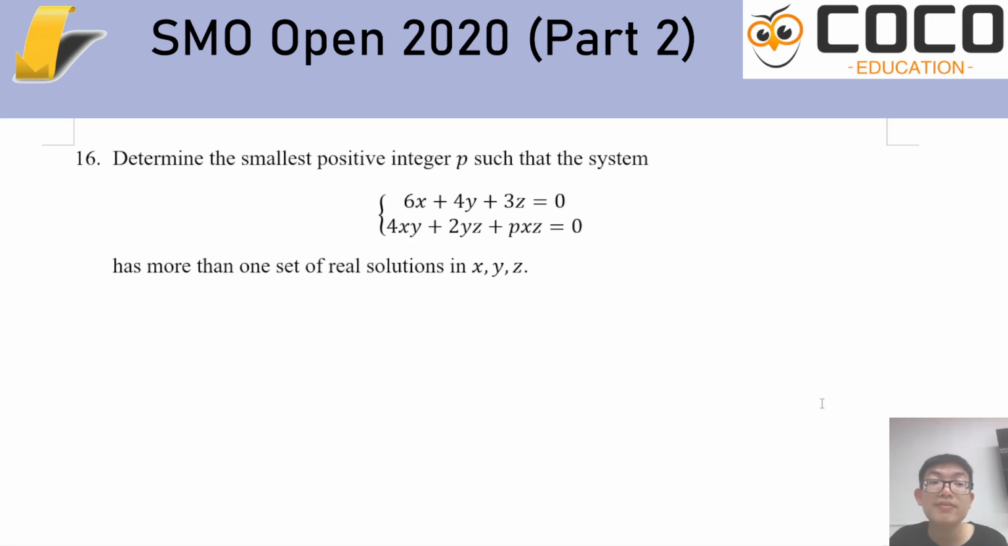Question 16. Determine the smallest positive integer p such that this system has more than one set of real solutions in x, y, z. If we take a look at this, at one glance, I don't really see why this shouldn't have more than one set of real solutions, because there are two equations for three unknowns after you have selected p.